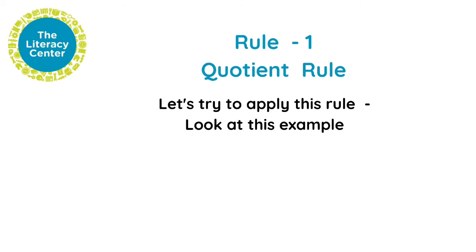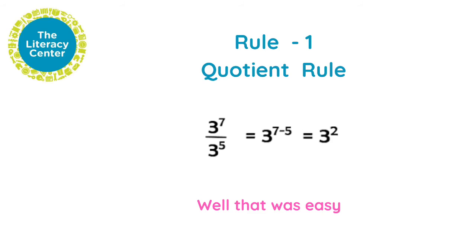So let's try to apply this rule. Look at this example here: 3 to the power of 7 divided by 3 to the power of 5. So here our base number is the same, that is 3, and our exponents are 7 and 5. So what can we do? Can we simplify this? Let's try.